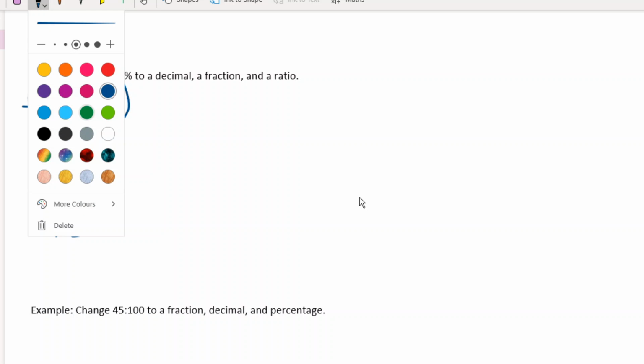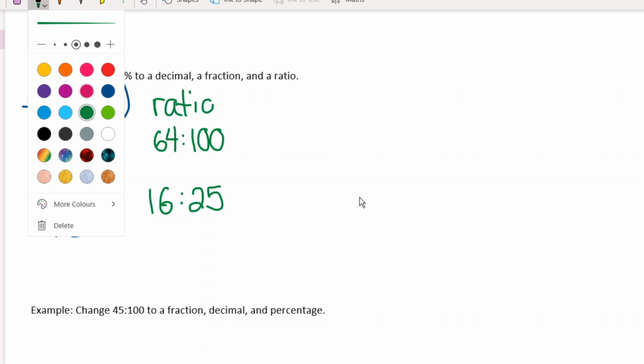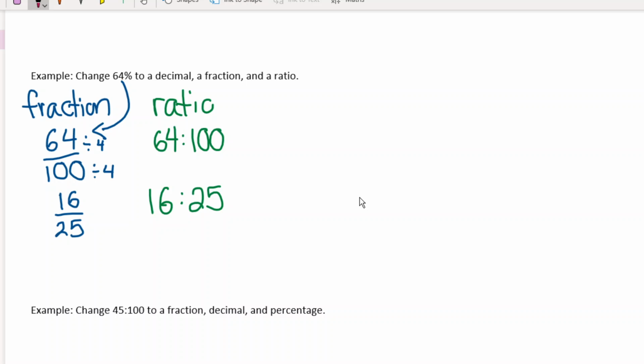I'm going to swap colors here to green. And we're going to do ratio next, because you already know how to turn a fraction into a ratio. And so our ratio here would just be 64, right? The top number goes first, to 100, or 16 to 25. We already talked about going in between fractions and ratios, so those are basically the same thing. The odd man out is decimal.